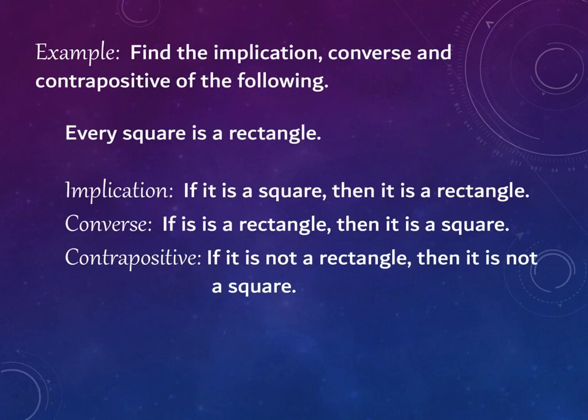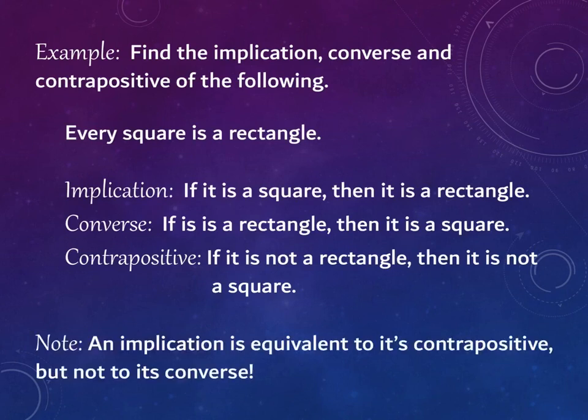Now, I said just a moment ago that these are not all 3 the same statement, but 2 of them actually are. An implication is equivalent to its contrapositive. So that implication, if it is a square, then it is a rectangle, is a true statement. Squares are by definition rectangles. Likewise, I could use the statement, if it is not a rectangle, then it is not a square. And those 2 mean exactly the same thing. But the converse does not. If it is a rectangle, then it is a square. That's not a true statement at all, actually, right?